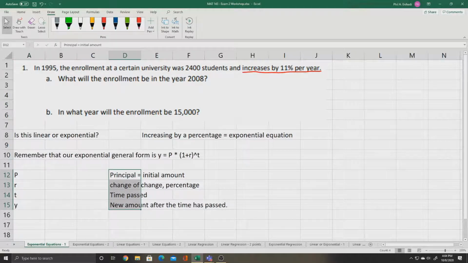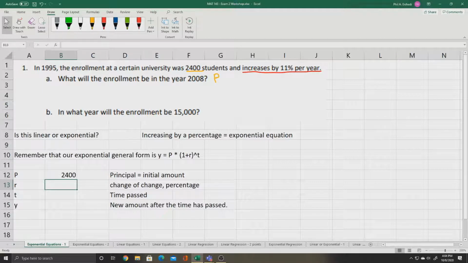All right? First, let's try to fill in the principal amount. So again, look to the first line, and it says that our enrollment when the problem started was 2,400 students. So that will be our P. And we place 2,400 in the P box.